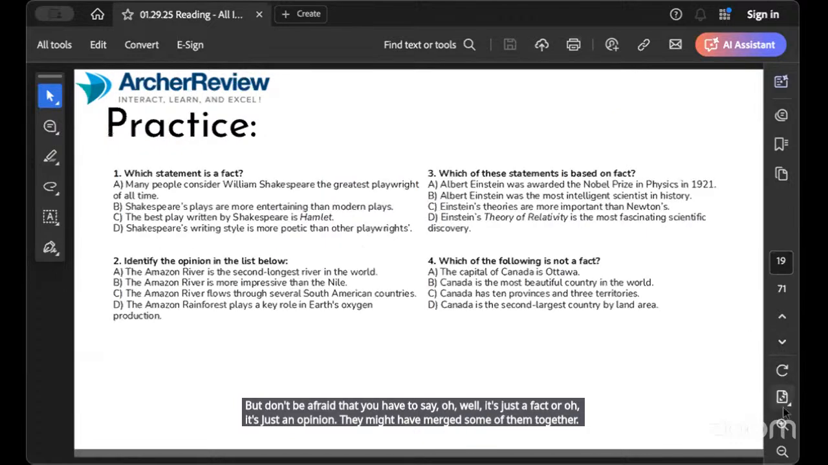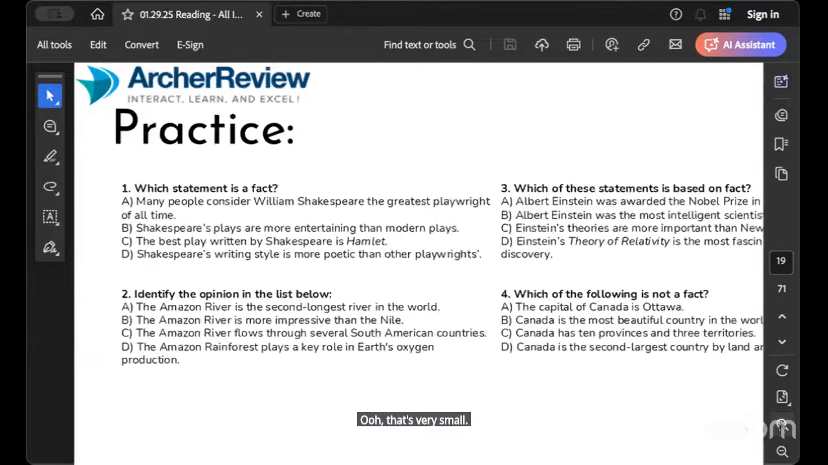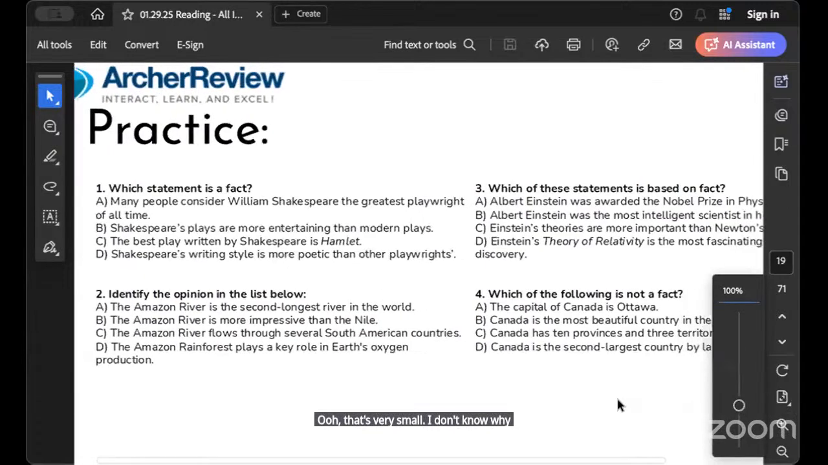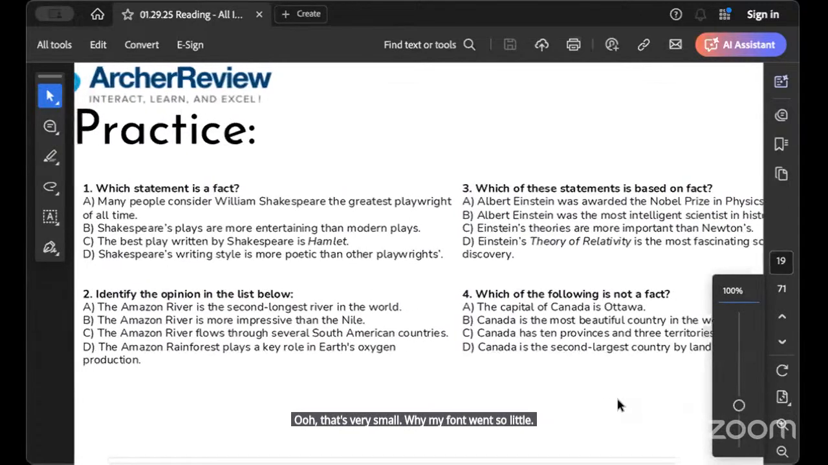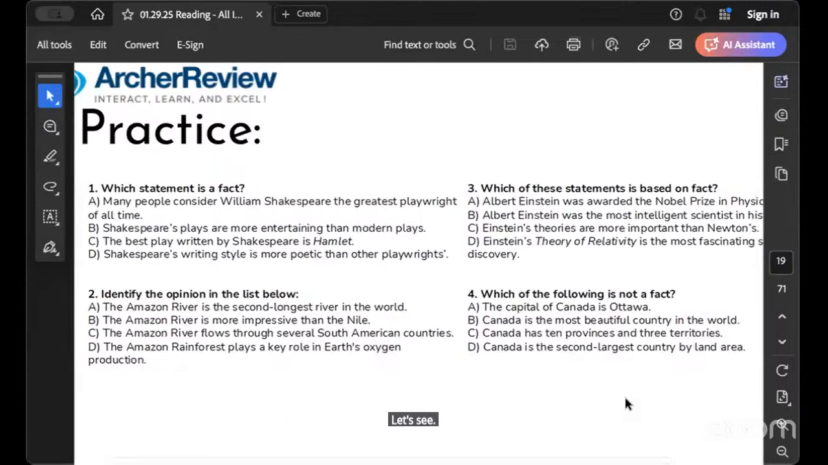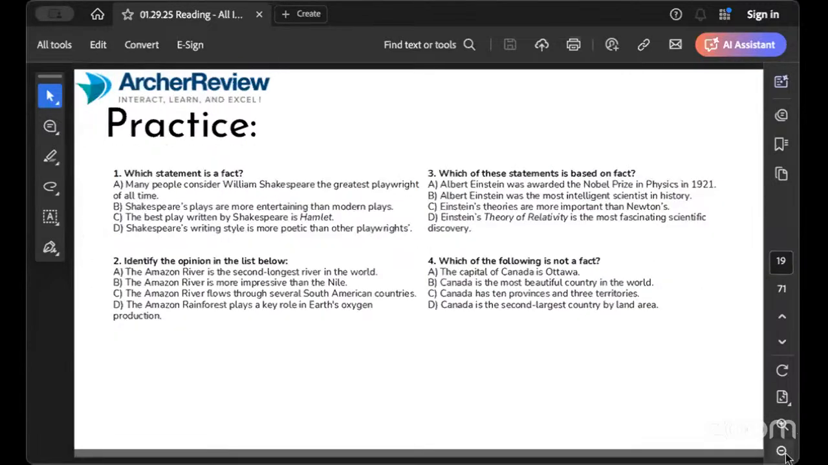Oh, that's very small. I don't know why my font went so little. Let's see. Well, if I do this, can y'all see that okay?